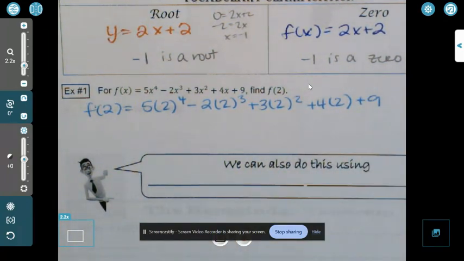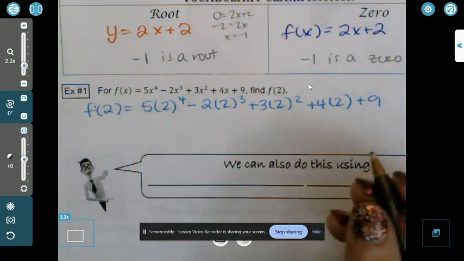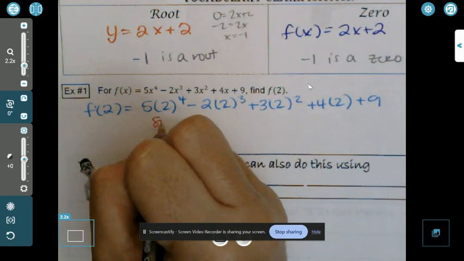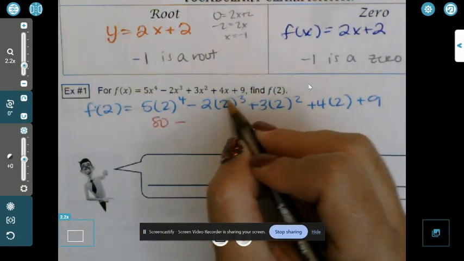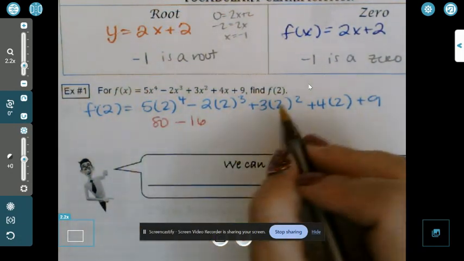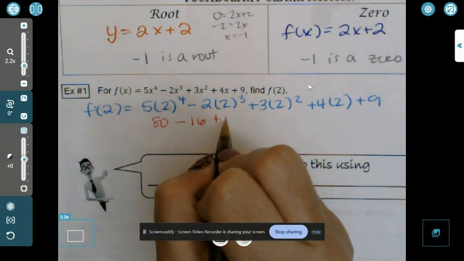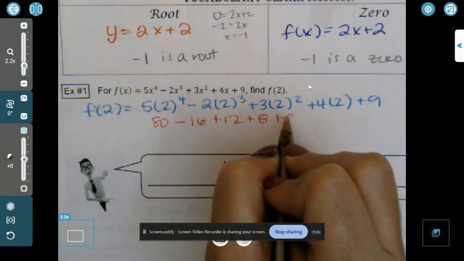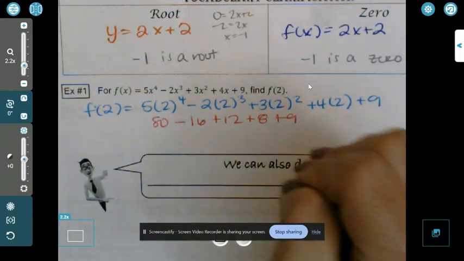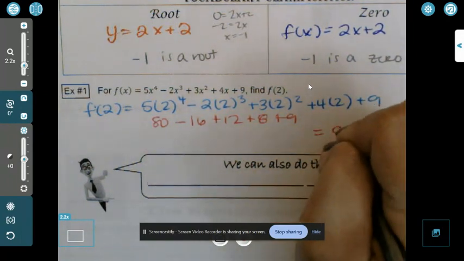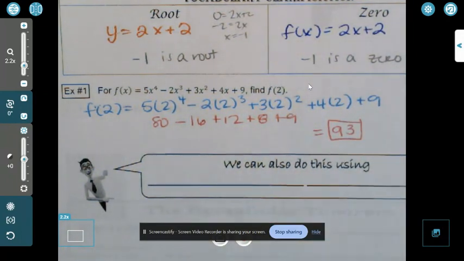You've got calculators, you can plug all that in. I'll simplify it out a little bit for you here. 2 to the 4th is going to be 16. 16 times 5 gives me 80. 2 cubed is 8. 8 times 2 is 16. 4 times 3 is 12 plus 8 plus 9. And if you add all of that together, you are going to get 93 as your answer.